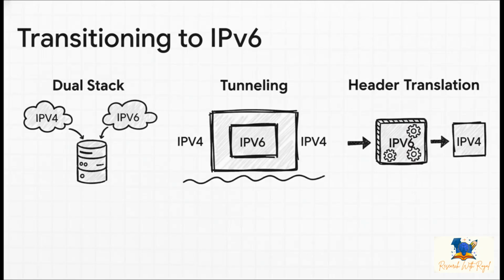But you can't just flip a switch on the entire internet overnight. So the transition is this gradual process. We use clever strategies like dual stack, which lets devices speak both languages, old and new, and tunneling, where we literally wrap a new IPv6 packet inside an old IPv4 packet to help it cross outdated networks. It's a slow but steady migration.